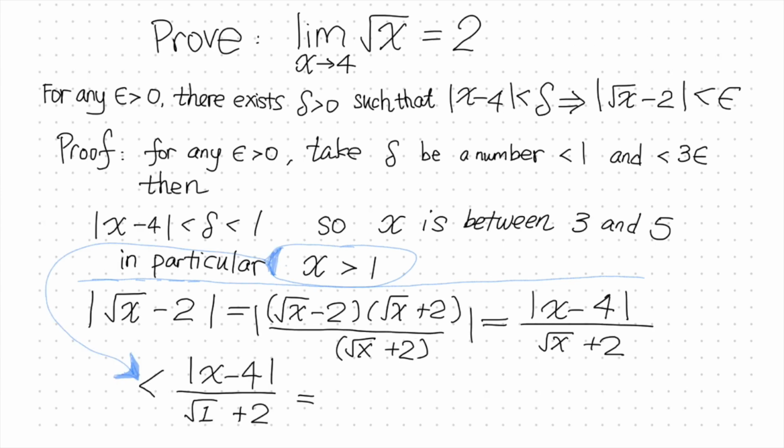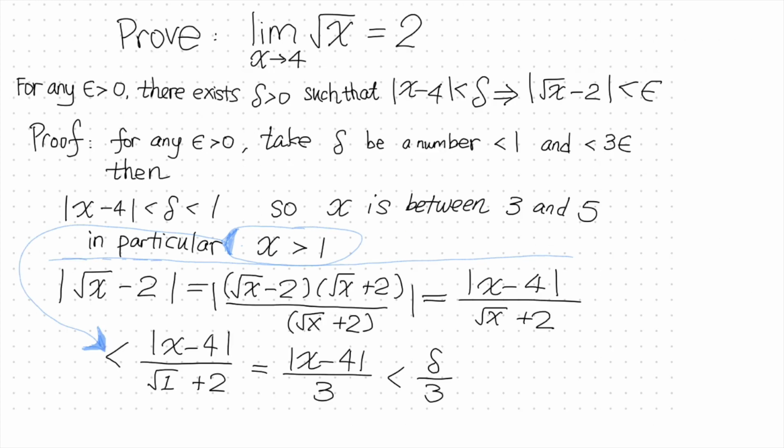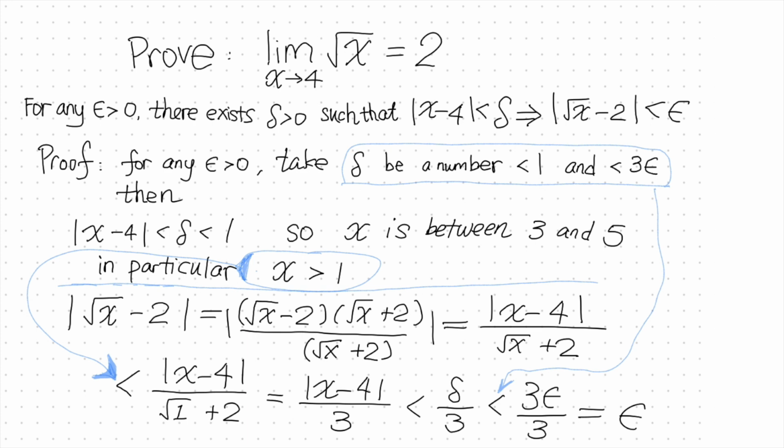Now we will use the fact we got earlier, x is greater than 1, to make the denominator bigger, so the whole expression is smaller. And then we finish our estimate by remembering again the distance between x and 4 is less than delta, so the distance between the square root of x and 2 is less than delta divided by 3. Remembering our choice of delta is also less than 3 epsilon, so delta over 3 is less than epsilon.